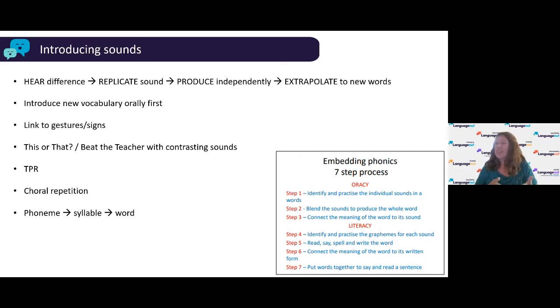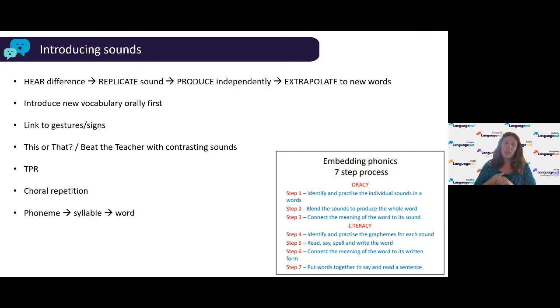Another classic one, beat the teacher, but use contrasting sounds. So if you say a word correctly, they repeat it. If you say it incorrectly, they don't repeat it. So if I say grün, the whole class repeats grün. If I say groen, the class doesn't. Obviously, you have to make sure you're working with nonsense words for this one, or you're focusing on a particular sound, because it can be difficult if you have minimal pairs where the other word is also a word.